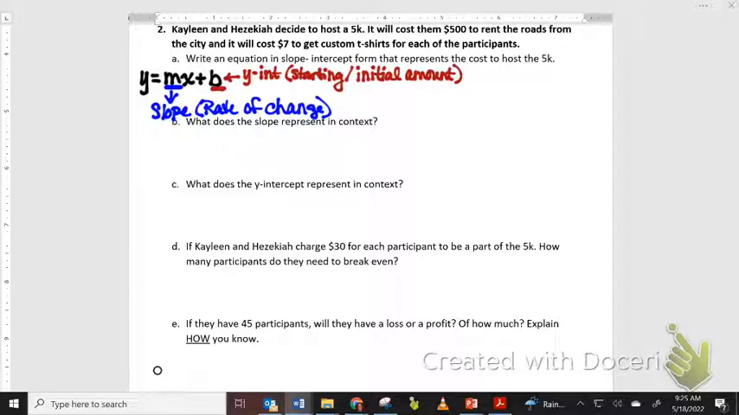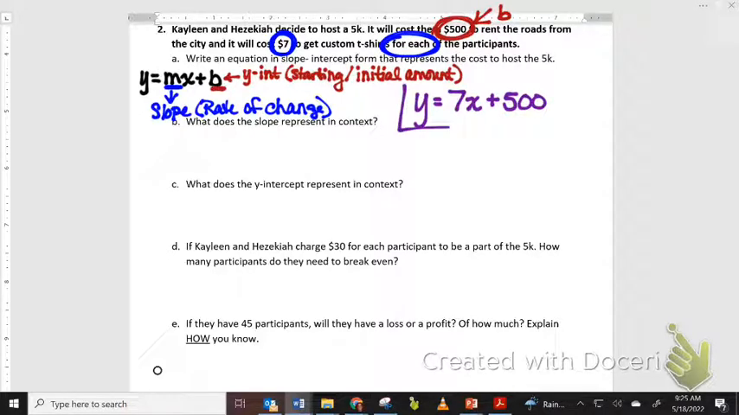What is the initial amount? 500. They just have to pay that one time, and they have to pay it up front. So what is the rate of change? What is the thing that's going to happen over and over and over? $7 for each participant. So we're going to have y equals what? Y equals 7x plus 500. Yep, part A, that's all I want, is just the equation.